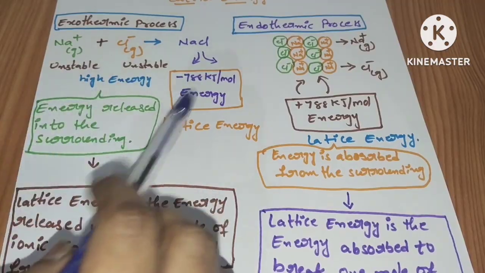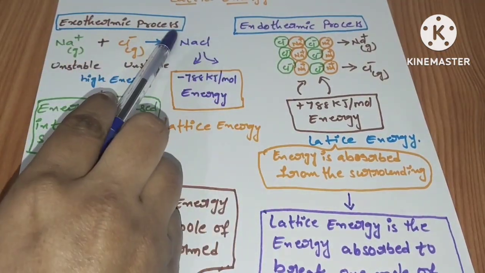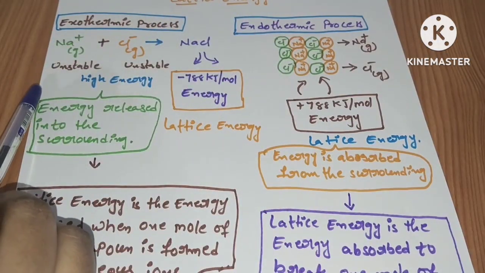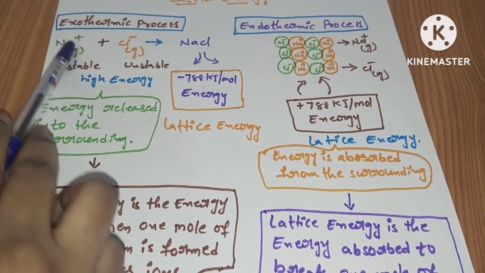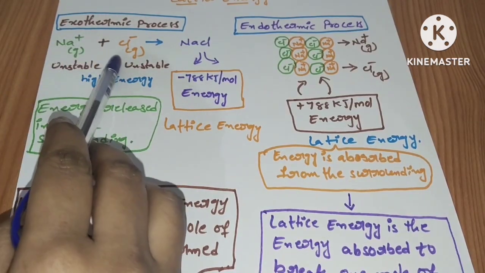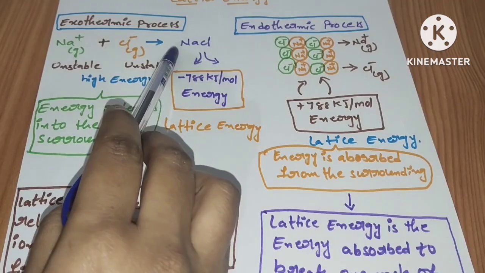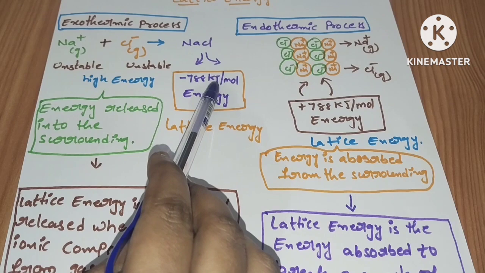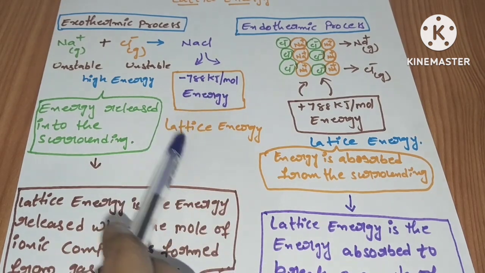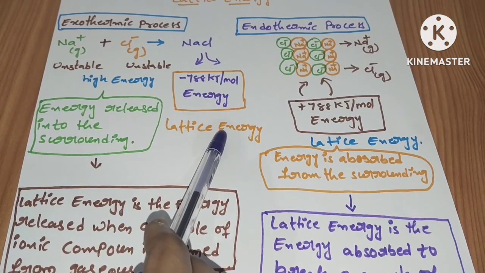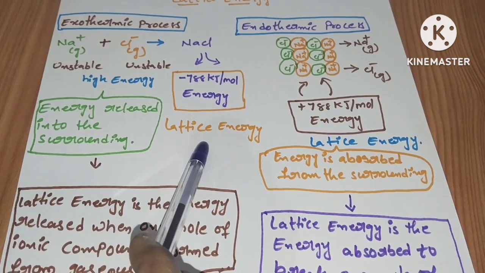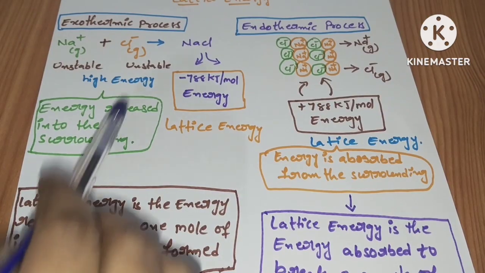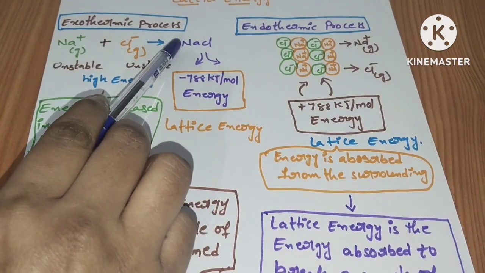Here, remember that lattice energy is an exothermic process and an endothermic process. For example, we have already learned that when gaseous sodium ion reacts with gaseous chlorine ion to form one mole of sodium chloride, it releases minus 788 kilojoule per mole energy. This energy is called lattice energy. Now in this case, energy is released into the surroundings. So we said that lattice energy is exothermic.